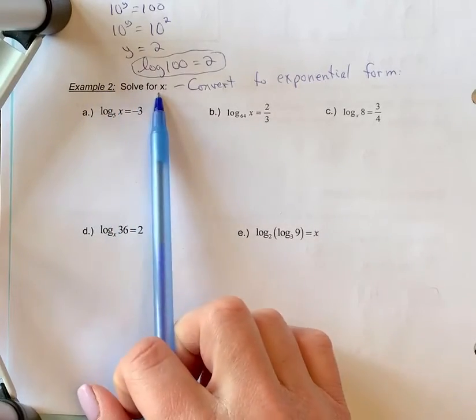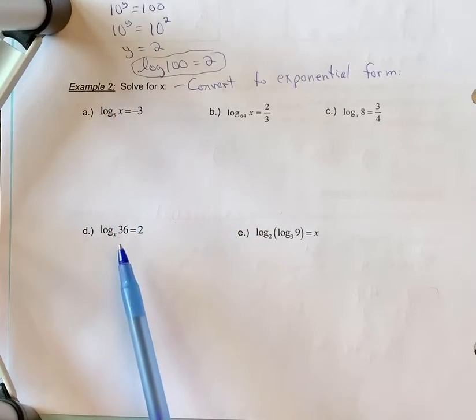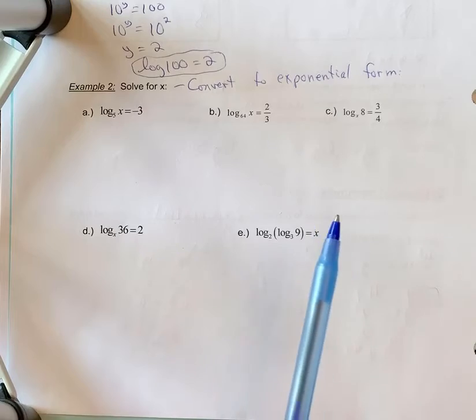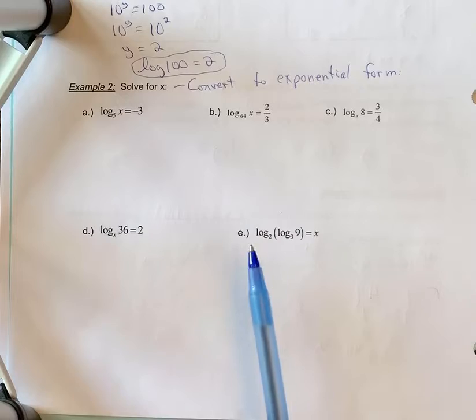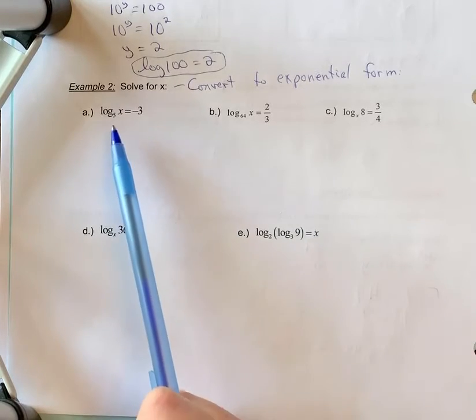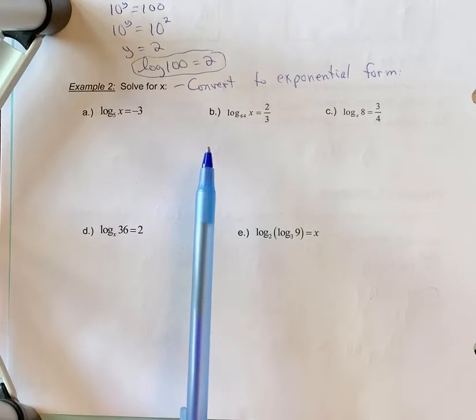Example 2, we're going to solve for x. So we have variables in these questions already. They're in various places throughout the equation. Almost always, we're going to convert it to exponential form as a strategy for solving if we've got a logarithm. So that's what we're going to look at doing in these questions.